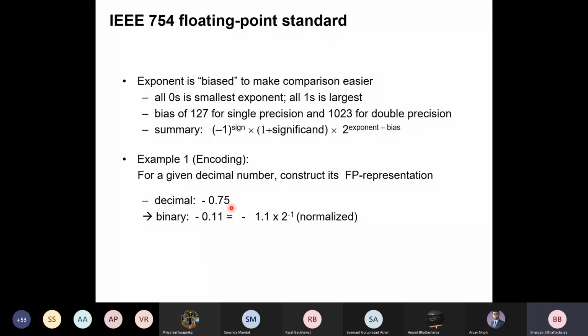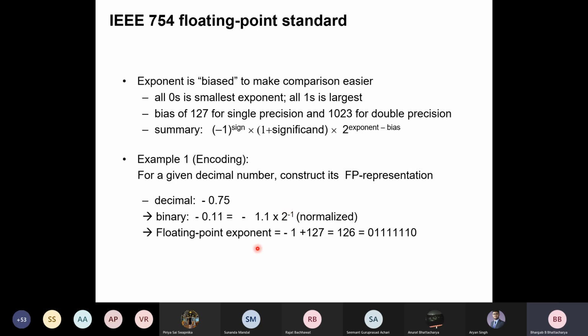So this is 0.75. Now I normalize this so that I have a leading one on the left side of this binary point. Okay, so I need to move this point here. Sign remains as it is, and as I move this, I need to multiply it by 2 to the power minus 1 in order to adjust for this floating point. And so it is normalized because I have only one digit before this binary point. So the actual exponent is minus 1.